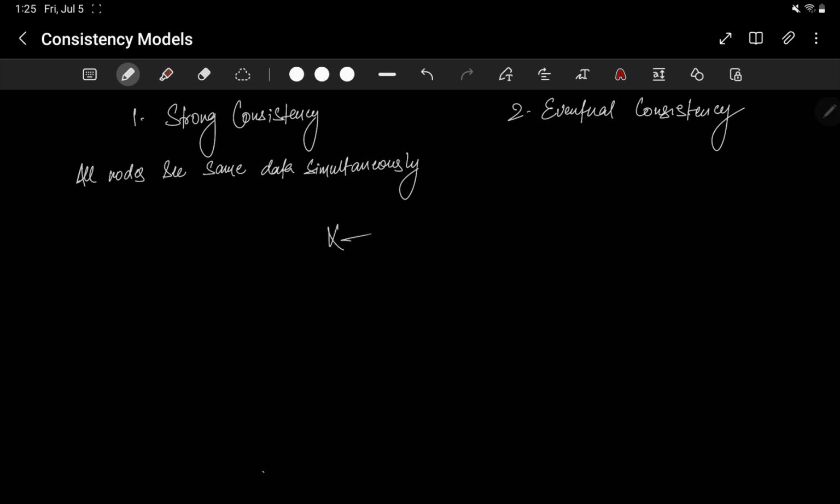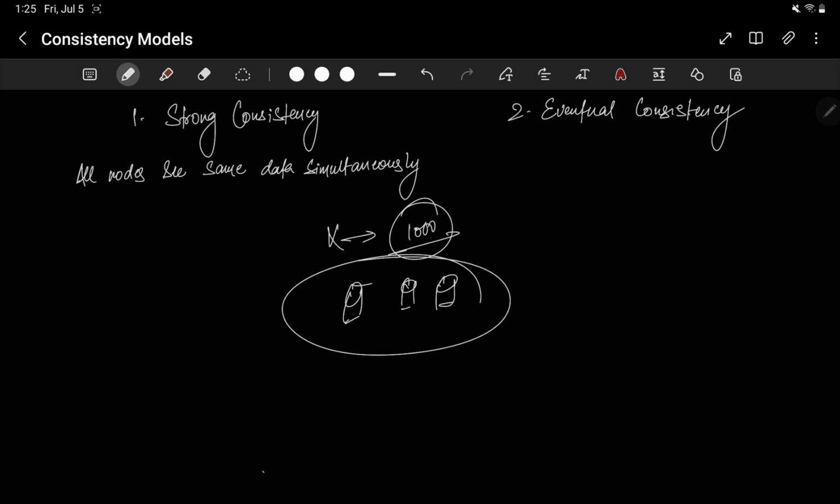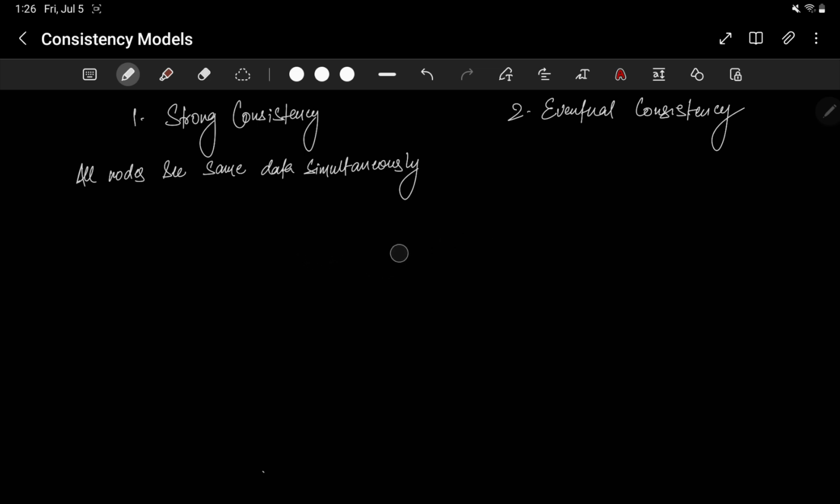If in the account of X there is $1,000 and the database has different replicas, then all the replicas should show this $1,000 only. Same data simultaneously. And there are some cases where we cannot afford the data to be different. Otherwise, that would not be a desirable system or a good system.